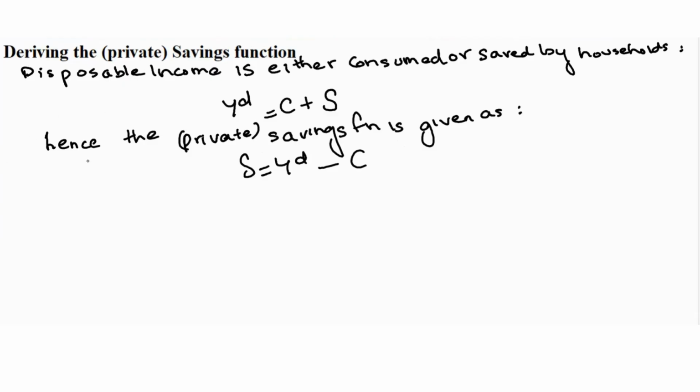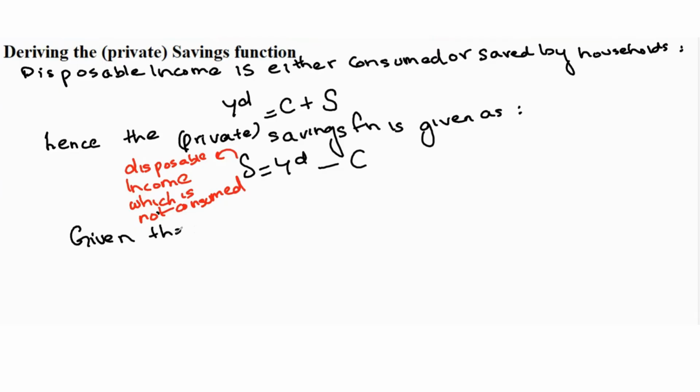So essentially, private savings are disposable income which is not consumed, right? So it's disposable income which is not consumed. That's what private savings are essentially. Okay. Now, given the consumption function, say the consumption function we're given is this.